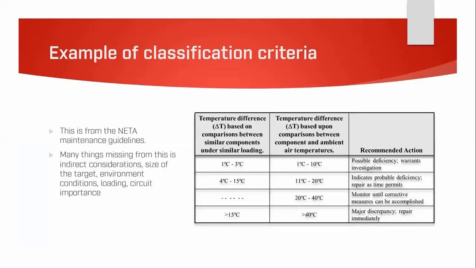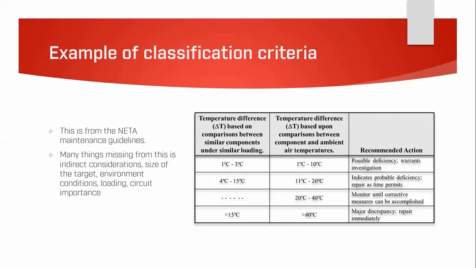So this is an example. It's from the National Electric Testing Association. This is an American classification criteria. There's quite a few things missing from this. Things like indirect considerations, the size of the target, the environmental conditions, loading, circuit importance. But if you have a look at this, we're looking at anywhere between 1 and 3 degrees on a similar component, is possible deficiency, warrants investigation. 4 to 15 degrees indicates probable deficiency, repair as time permits. Anything above 15 degrees, we've got a major discrepancy, repair immediately. So these classification criteria, they're not set in stone.